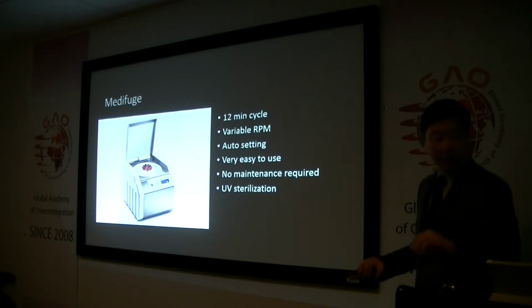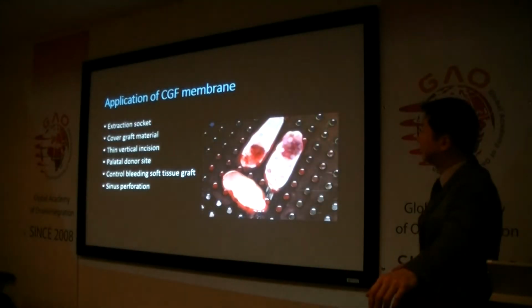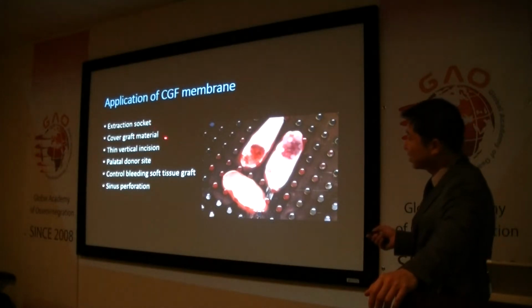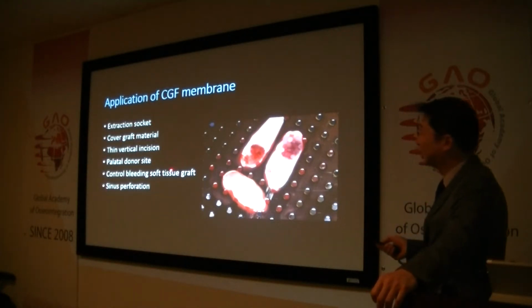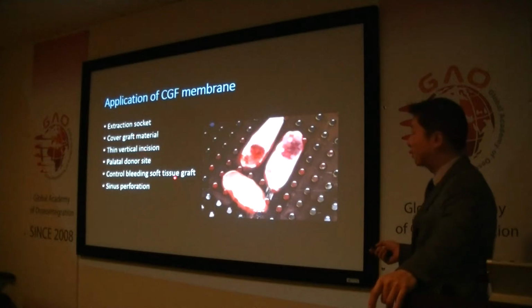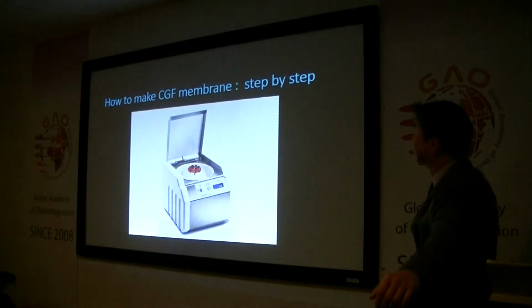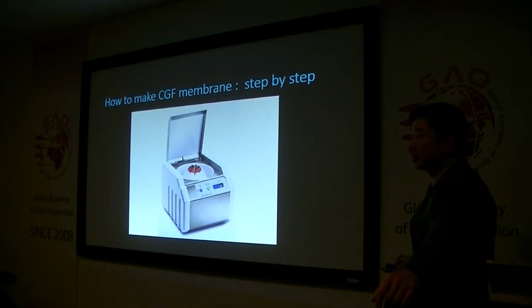So a little bit about the centrifuge. So how can we use it again? We use it for an extraction socket to cover the graft material, vertical incisions, palatal control of bleeding, and the sinus perforations as well. So how is the membrane made?